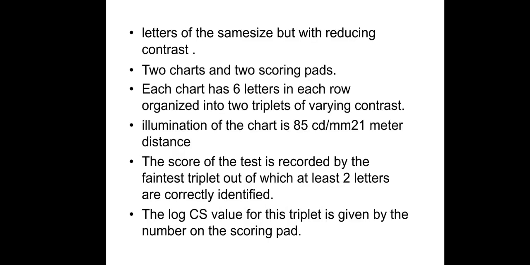Letters of the same size but with reducing contrast are used. Two charts and two scoring pads are there. Each chart has 6 letters in each row, organized as two triplets of varying contrast. The illumination of the chart is about 85 candela per square meter, and we perform the test at a 1 meter distance. The score of the test is recorded by the faintest triplet in which at least two letters are correctly identified. The log contrast value for each triplet is given by the numbers on the chart.